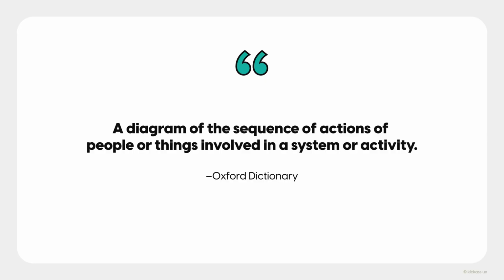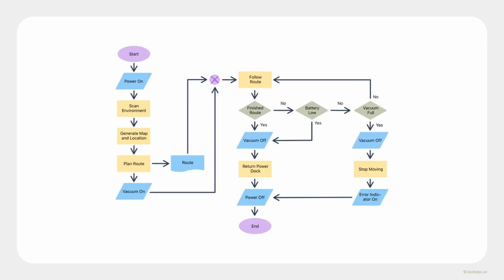As defined by the Oxford Dictionary, a flowchart is a diagram of the sequence of actions of people or things involved in a system or activity. It shows how things work together in a sequence, what decisions happen along the way, and the outcomes. Here is a flowchart for a robot vacuum cleaner. It shows all the stages the vacuum goes through and the decision points along the way until the vacuum finally turns itself off. The shapes used in these flowcharts have meaning.